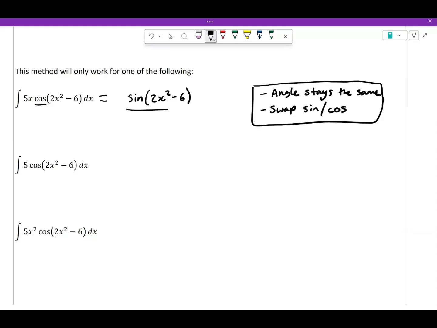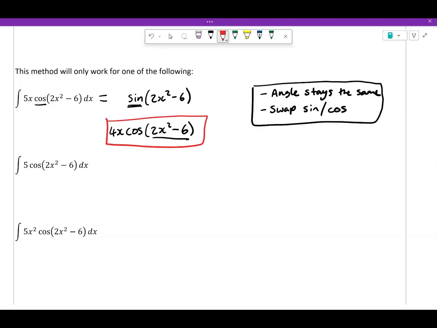Then we're going to differentiate what we've got here. My angle stays the same, which is 2x squared subtract 6. The sine is going to become positive cosine. And then we differentiate our angle, which gives me 4x, which I'm going to multiply by. Now, if we do our comparison step, we have 4x lots of the cos of 2x squared take 6, whereas in the initial question, we have 5x lots of it.